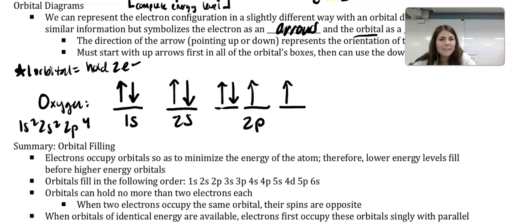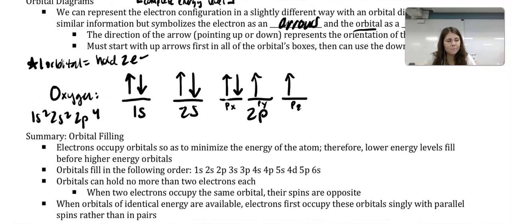You might see on your homework that I denote that these orbitals are different by putting px, py, pz, just indicating that these are 3 different orbitals, x, y, and z, in the 2p sublevel. And yeah, this is how you would do an orbital diagram.